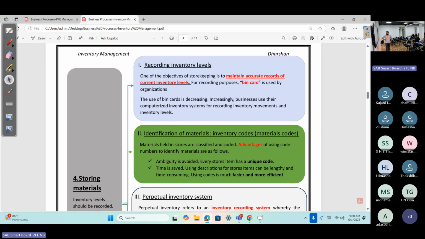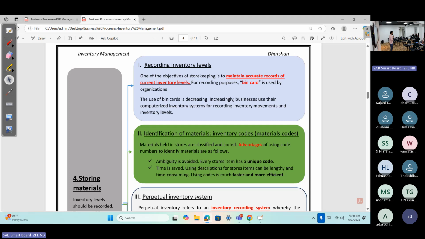The use of bin cards is decreasing. Increasingly, businesses use their computerized systems for recording inventory movements and inventory levels. Nowadays, computer systems are used. Now the recording part is okay. Now, the auditors check that inventories have been recorded properly.